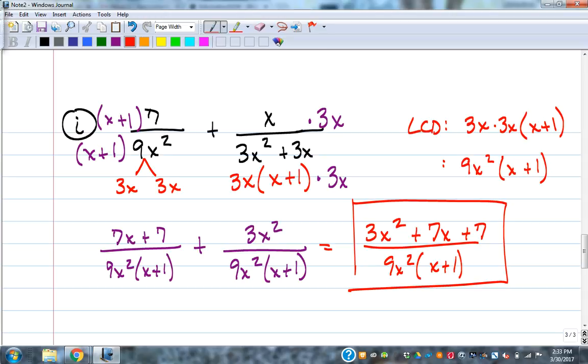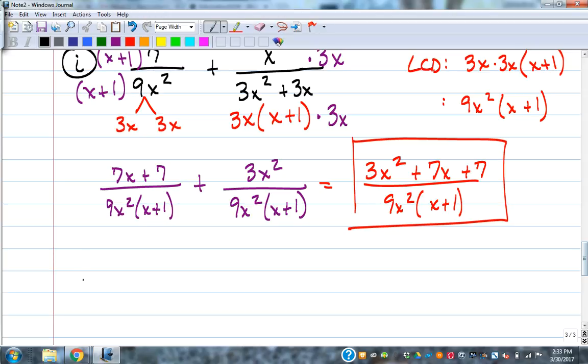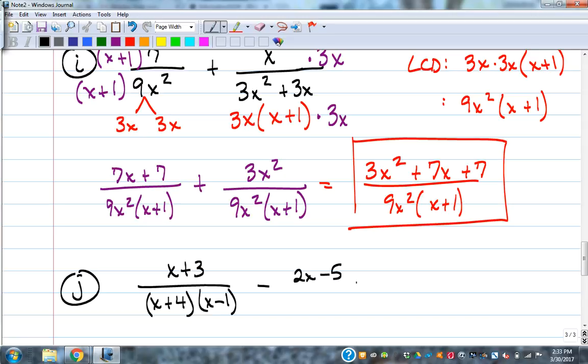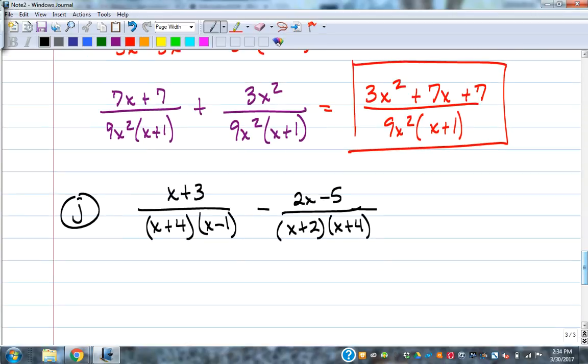A little bit more difficult one there than what we've been seeing. Let's say we had x plus 3 over x plus 4 times x minus 1, minus 2x minus 5 over x plus 2 times x plus 4. So a subtraction problem and a little bit more complicated denominator.